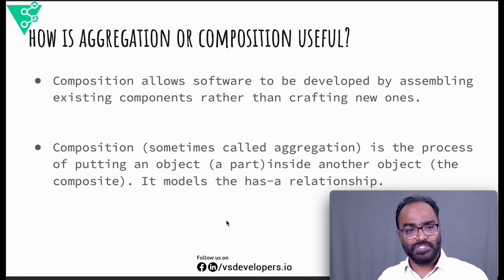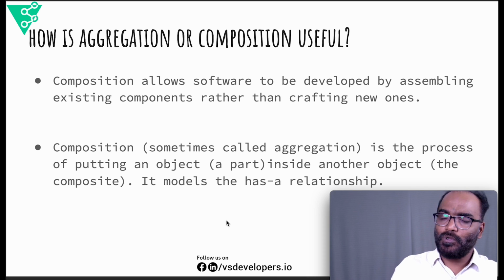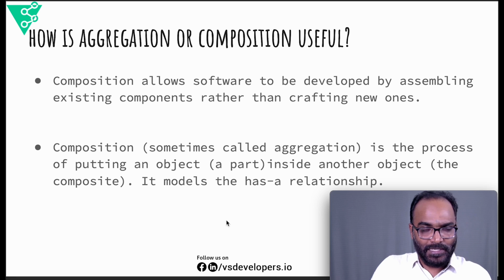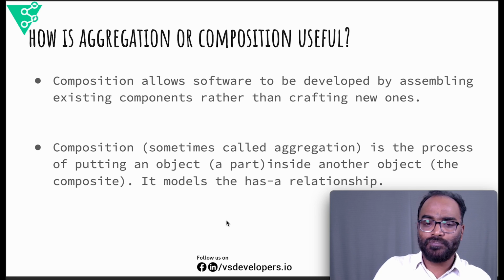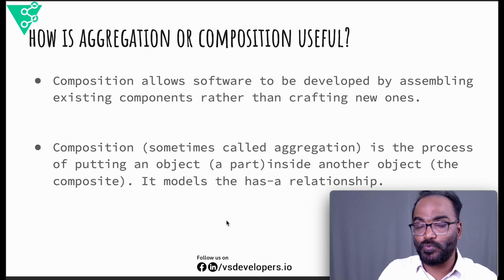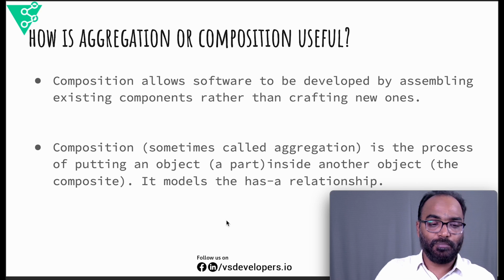Now composition is a process of embedding another object into your class. As you see here, composition allows software to be developed by assembling existing components rather than crafting new ones. What do we mean by that? We will look into it with an example of code.